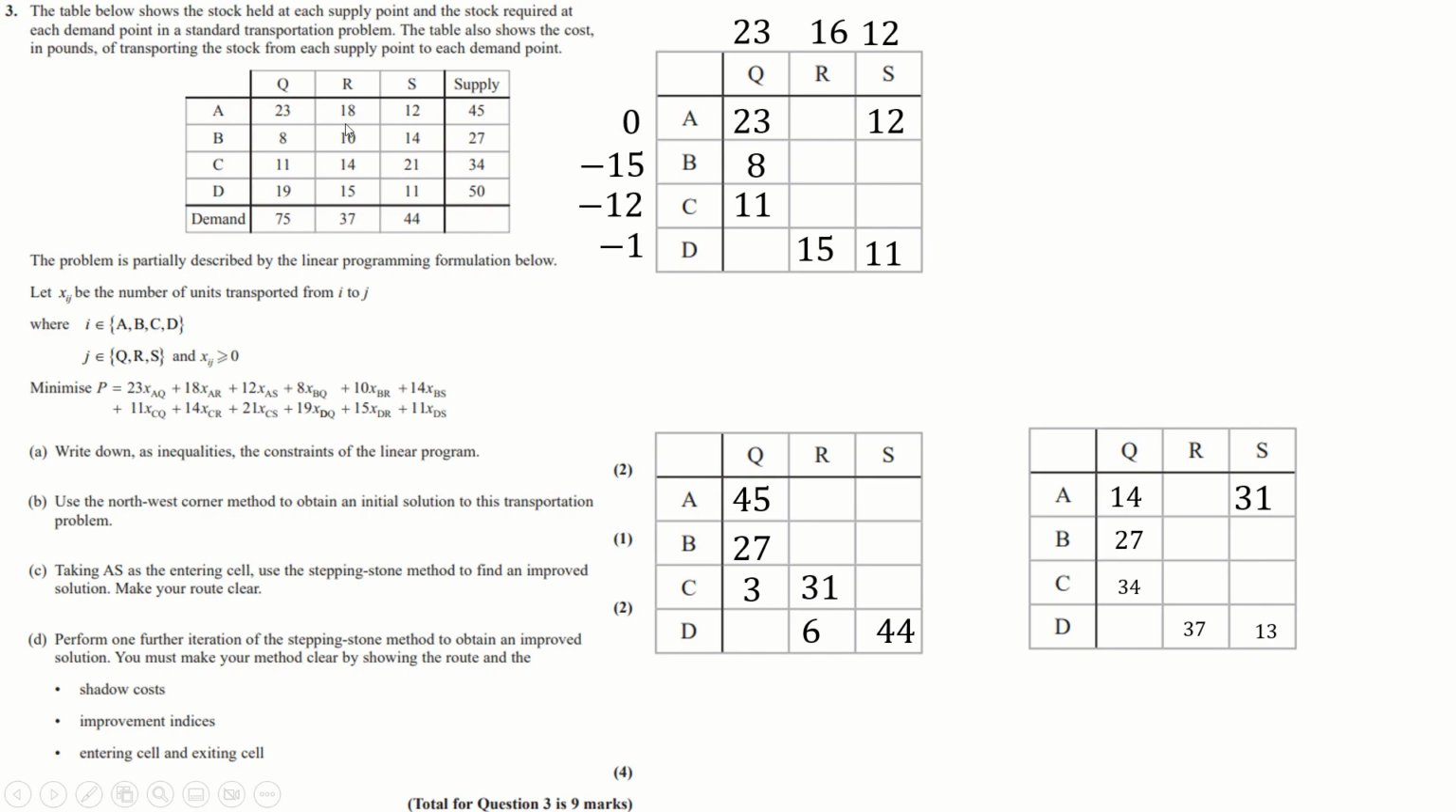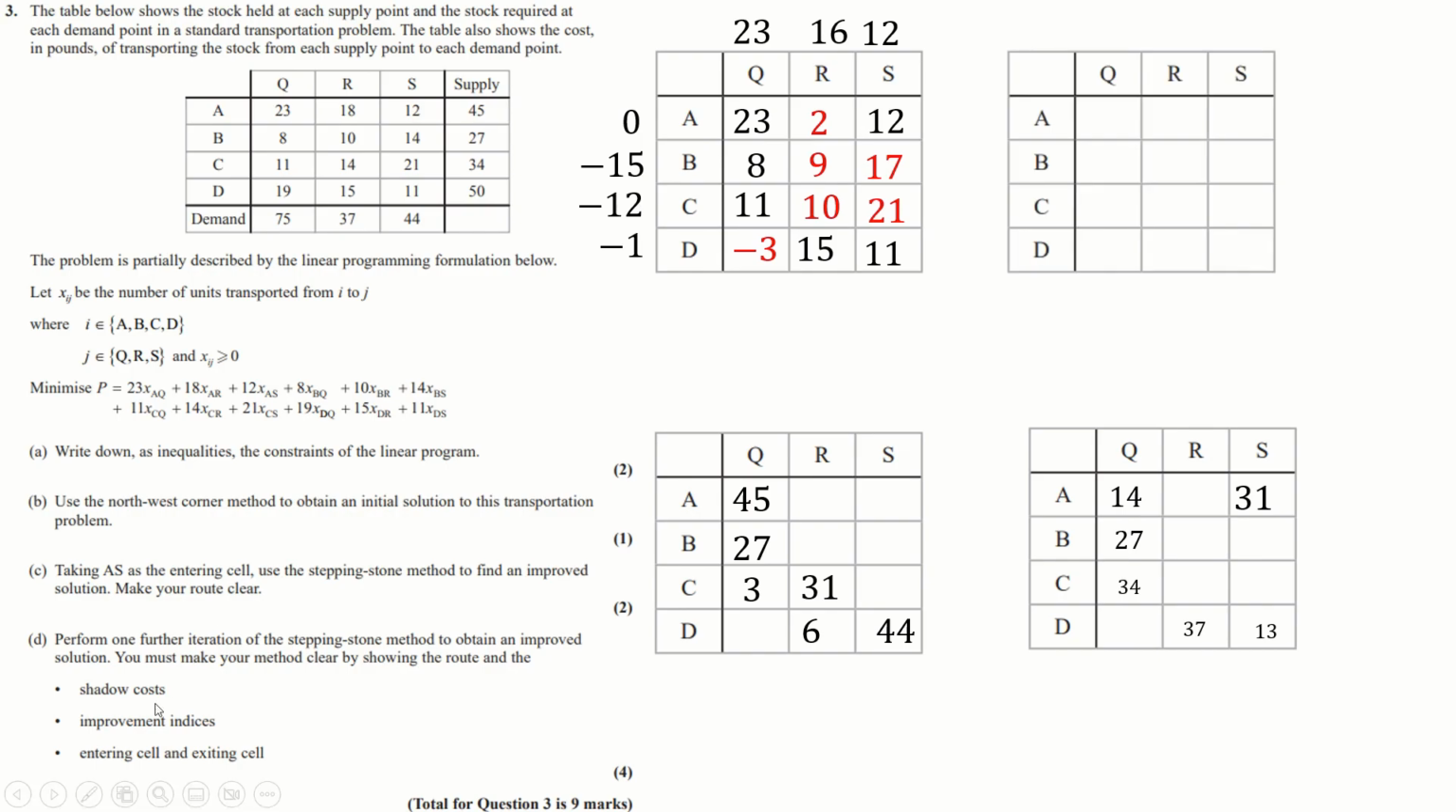So 18, for example, for this one, 18 minus 16 minus 0 is 2. 10 minus 16 minus 15. 14 minus 16 minus 12, and so on for all of those. Now, if any of those are negative, that is your new entering cell. So the reds are the improvement indices. These are the shadow costs. So we've done all that.